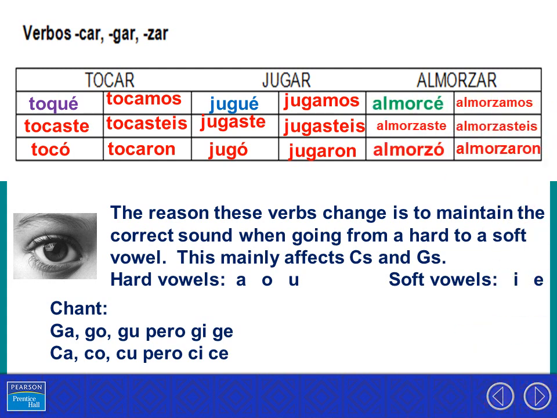Almorzar, to eat lunch. Z turns to C in front of E, and that is just a spelling rule that you're going to have to know in Español. So, almorcé, almorzaste, almorzó, almorzamos, almorzasteis, and almorzaron. And there you have it. These spelling changes that are happening in the preterite are only in the yo form.